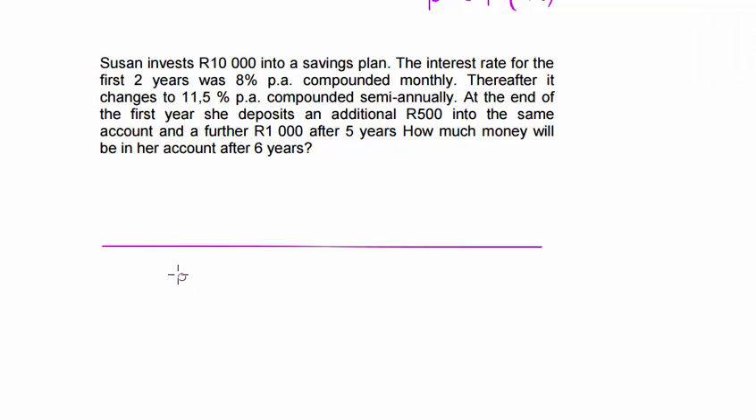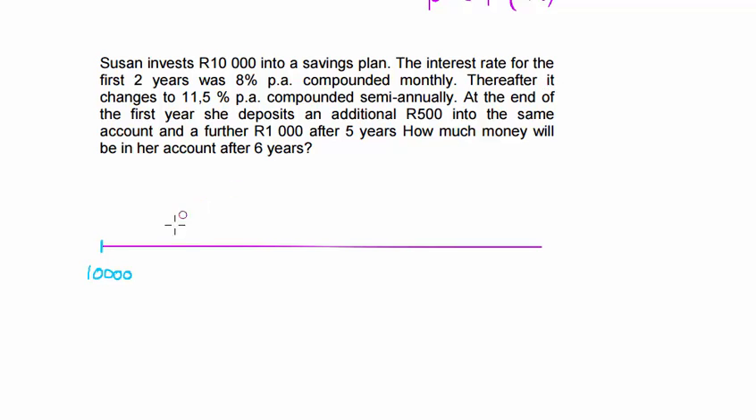So you'll see there's no going back. They ask how much money will be in the account after 6 years. So it's simply starting at this point, saying that initially she added 10,000 Rand into the account. Okay, now let's put in the information as they give it to us.